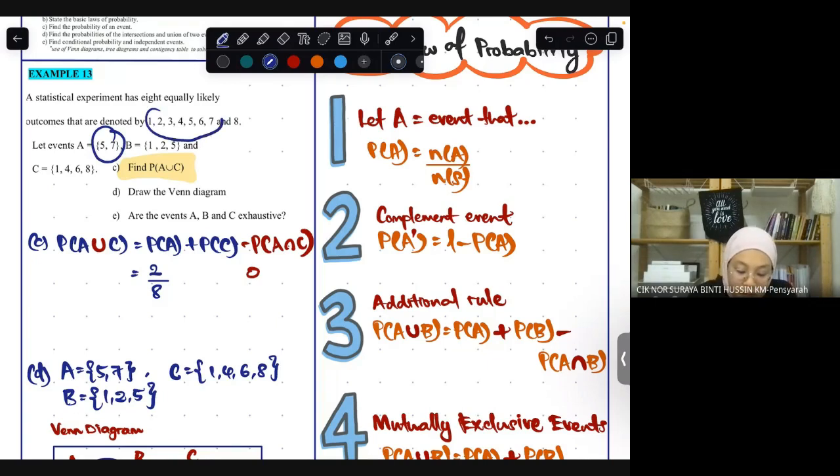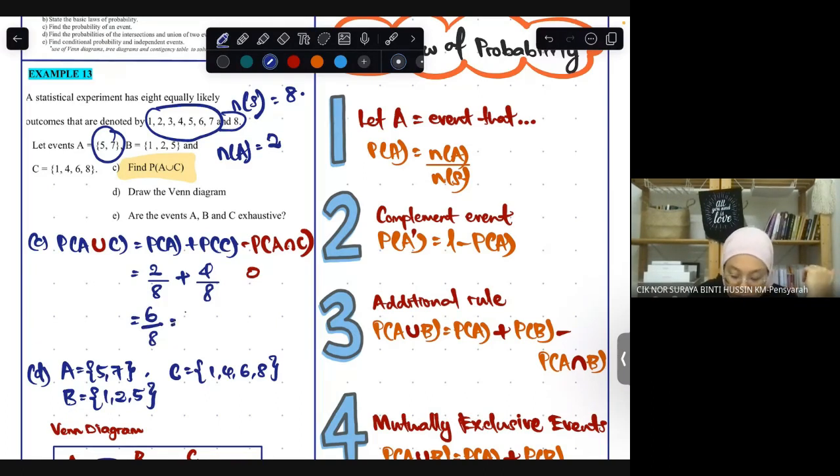Also, please remember this is your n(S), okay? The total sample space is 8, including this 8. So A is 5 and 7, so n(A) is 2, right? So 2 out of 8, and then plus C, which is 4 out of 8. Therefore, the answer is 6 out of 8. In other words, you can simplify it and you will get 3/4. So that is the answer.